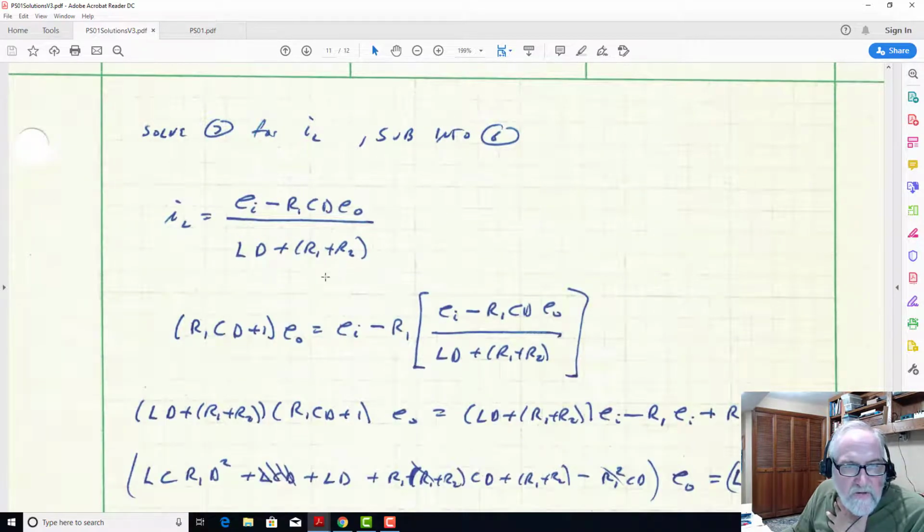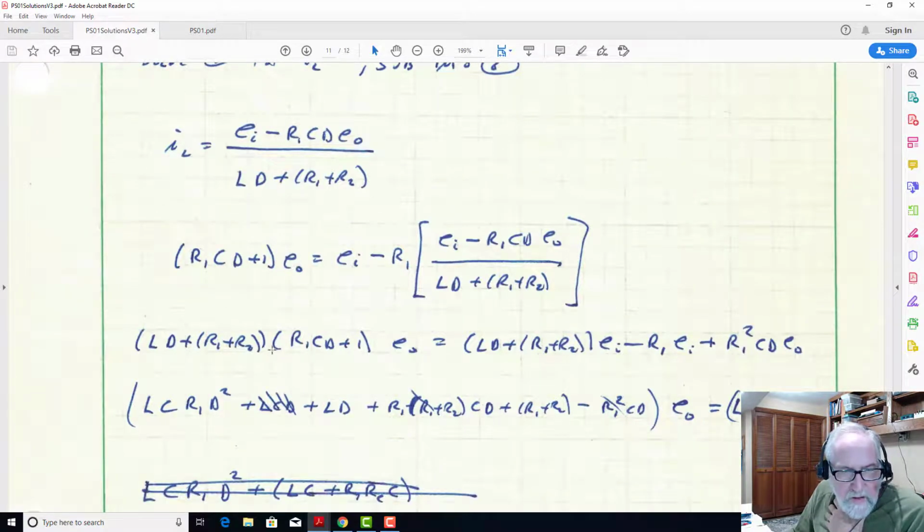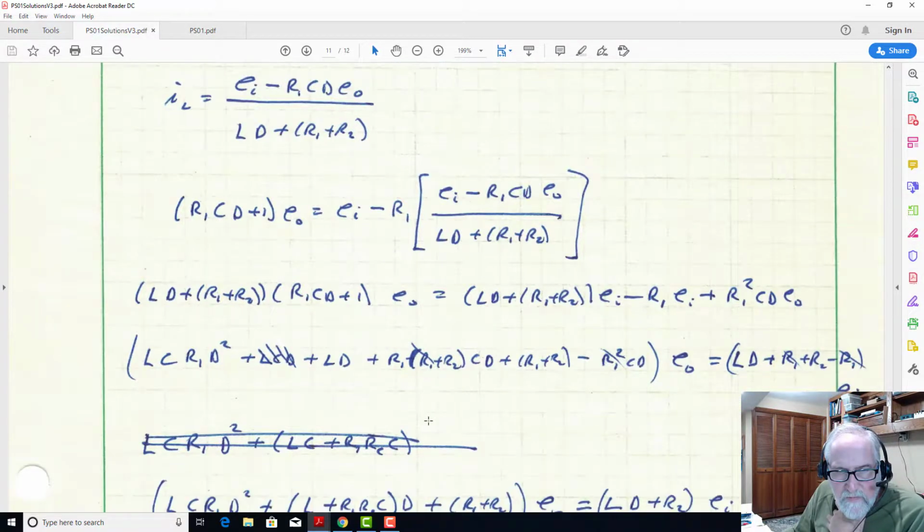I sub L is this ratio here, so we've got a polynomial in D in the denominator. Substitute it into what was equation 6, and we have E sub O, here's E sub I, E sub I, E sub O, and this polynomial in the denominator that we multiply through. And now it's just simplification. Here's a multiplication of two polynomials. Here are expressions with E sub I and another E sub O term that shows up here that we'll have to pull over to the other side of the equation.